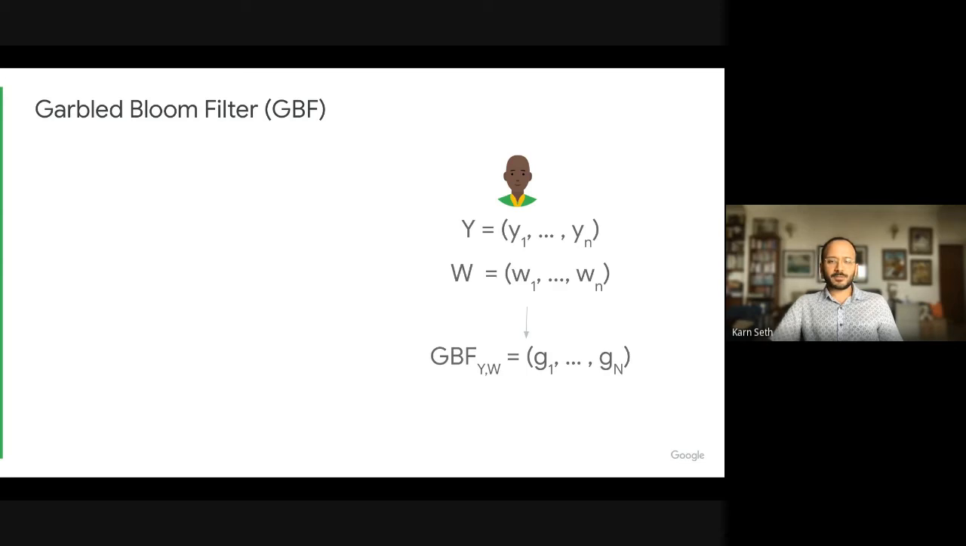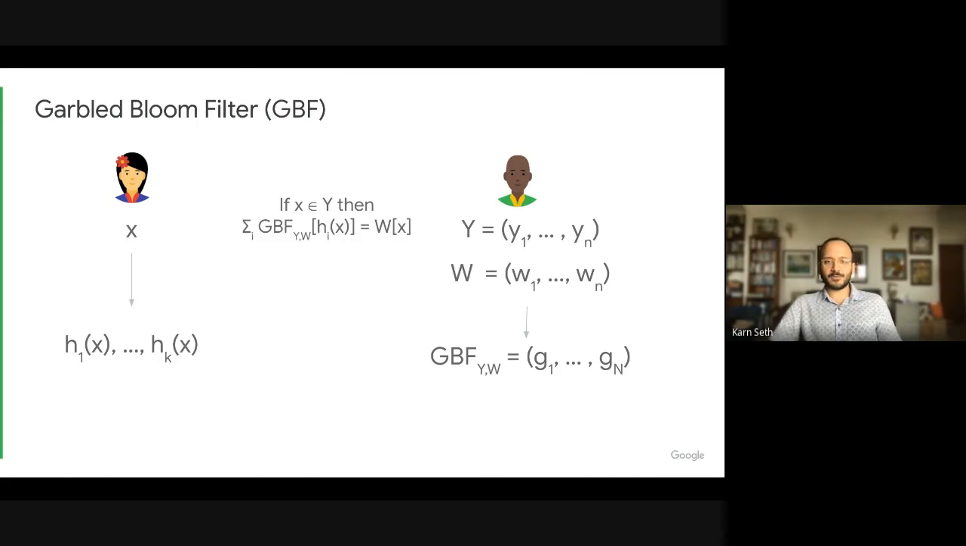And the garbled Bloom filter will now be able to encode these key value pairs, such that a client can take its input and query k locations in the garbled Bloom filter, such that the result of adding together those k locations will be exactly the associated value if X is in Y. However, if X is not in Y, then the garbled Bloom filter entries will sum to some unknown value, which is undetermined or unspecified by the Bloom filter. It could be anything.